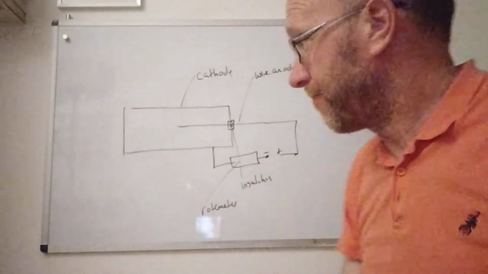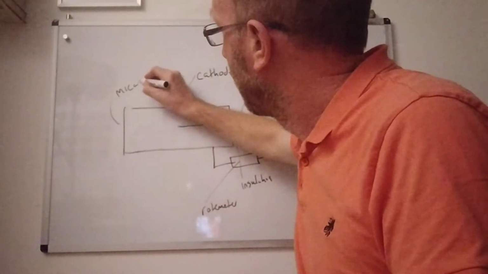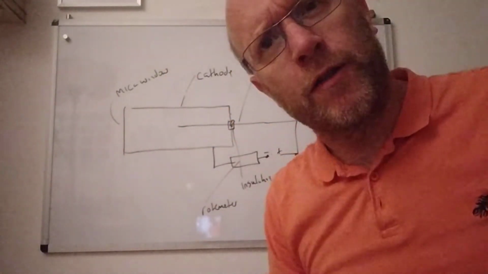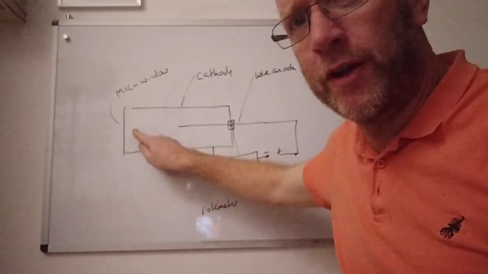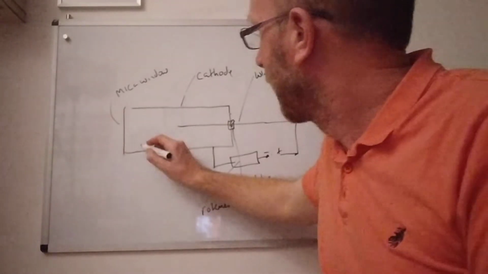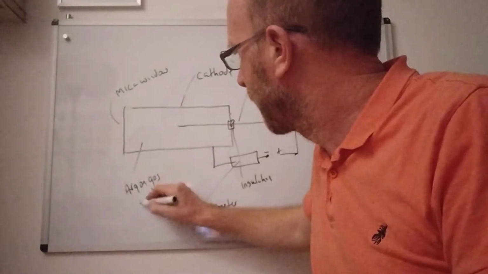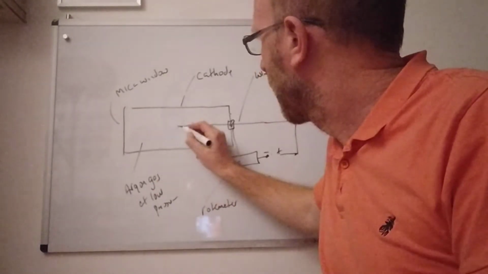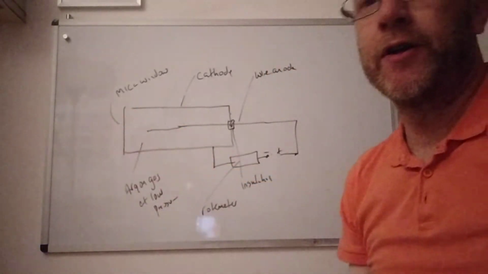So what happens? Quite simply, this is a mica window through which the radiation can go, like the mica windows in the X-ray tubes. So we have radiation coming in here. Radiation is ionizing, and the ionizing radiation ionizes this gas. We have a gas at low pressure, generally argon, in here. So the radiation comes in and ionizes the gas.